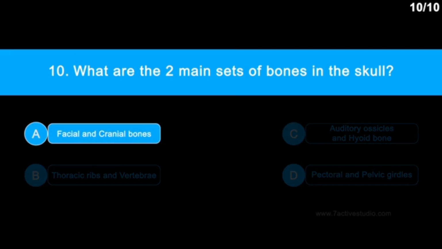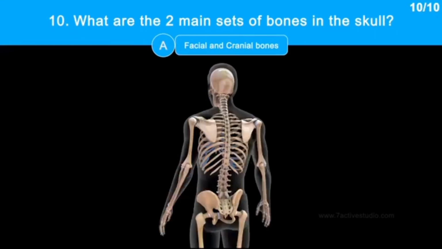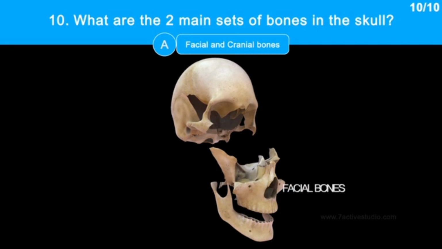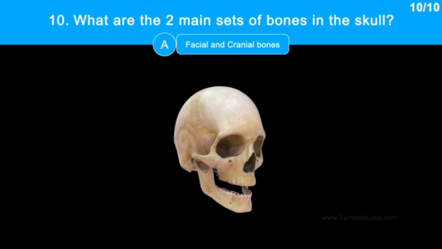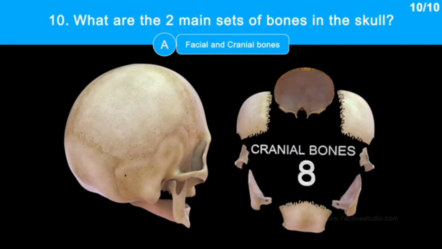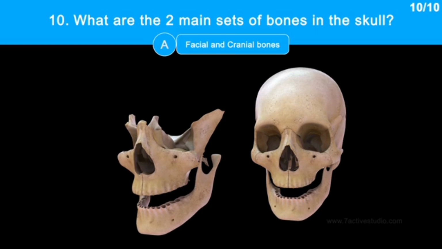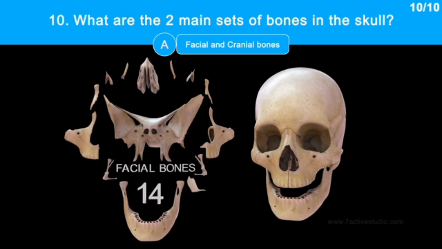The correct answer is option A, facial and cranial bones. Let's see how. The bones of the skull can be considered as two groups, facial and cranium. Those of the cranium, which consists of the cranial roof and cranial base, are 8 bones, and those of the facial bones comprise a set of 14 bones that make up the face.